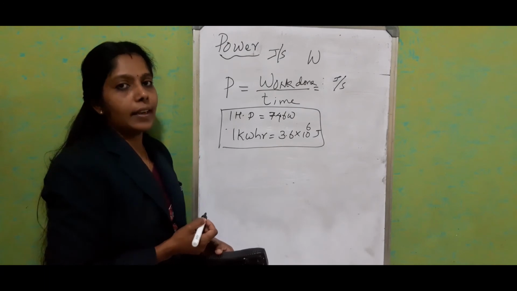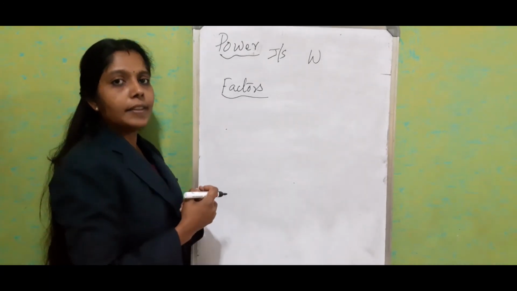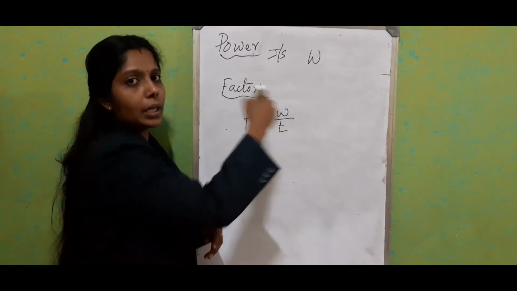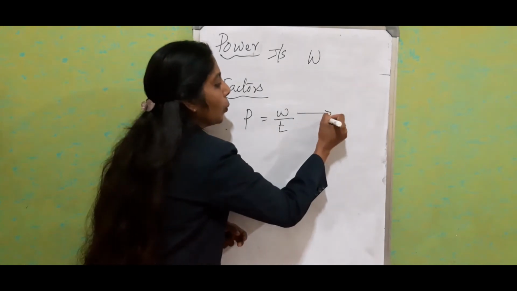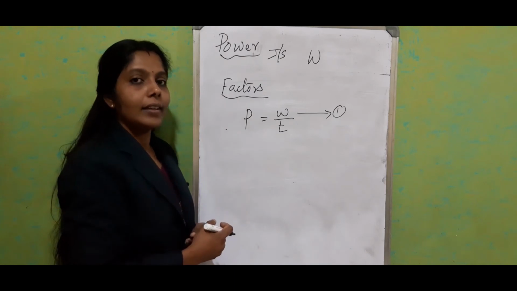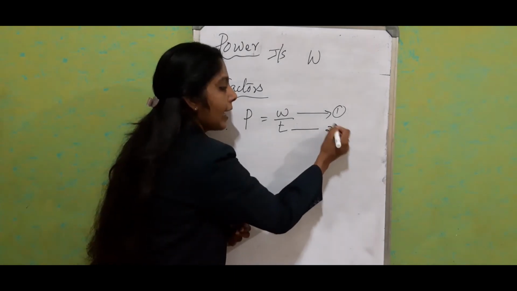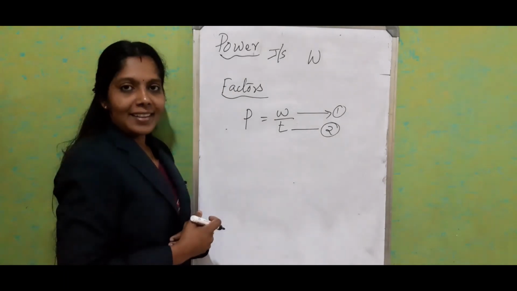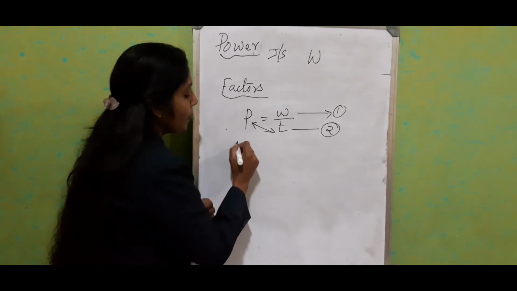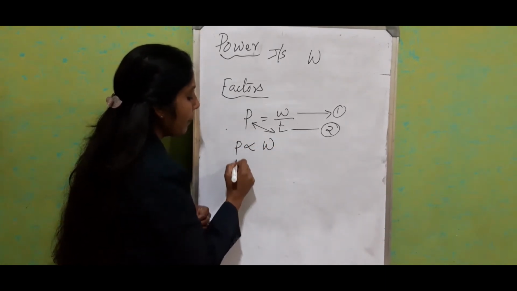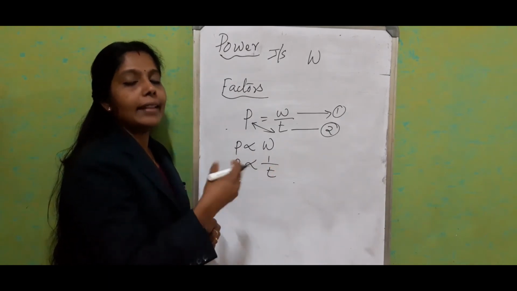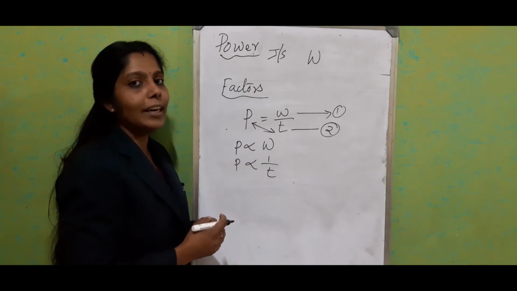Let's see the factors affecting power. We know that power is equal to work done divided by time. From the equation itself, work done is the first factor. As the work done is more, the power is also more. The second factor is time. As the time increases, the power reduces, since it is the denominator. So power is directly proportional to work done and inversely proportional to time taken.